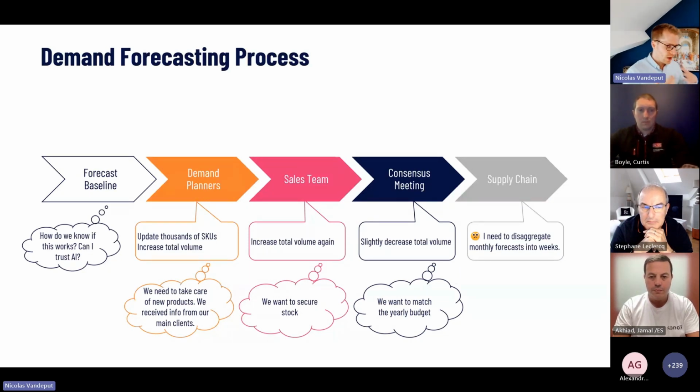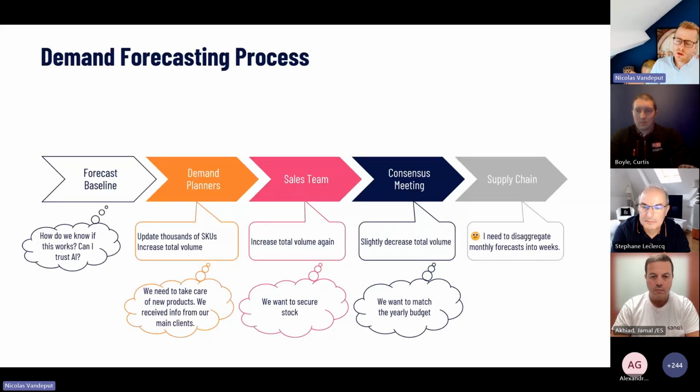Okay, so basically we have a first step that generates an automated forecast. Maybe for some of you who are less mature in the process, that might just be a moving average in Excel, but you start from somewhere. Then you have different teams reviewing it, enriching it, and finally it should be used by a supply chain.